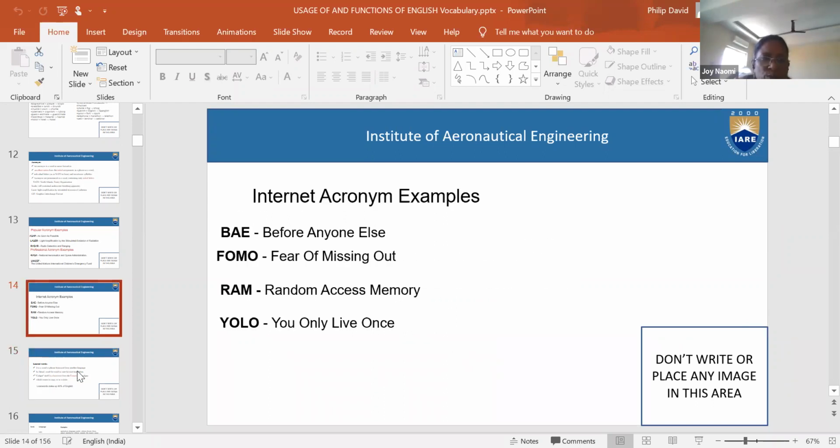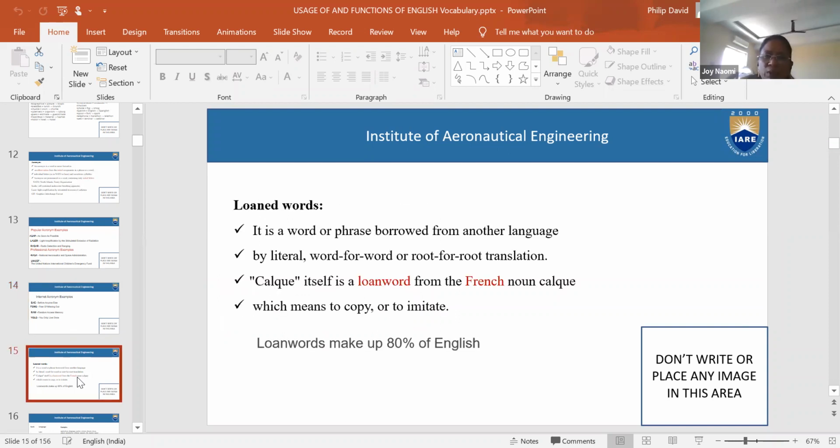So we have finished with the acronyms. Now let us see some loaned words. Please continue reading. A loaned word is a word or phrase borrowed from another language by literal, word for word or root for root translation. Calque itself is a loaned word from the French noun calque, which means to copy or to imitate. Loan words make up to 80% of English.